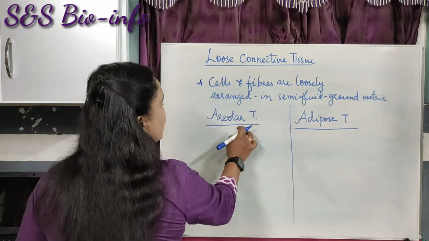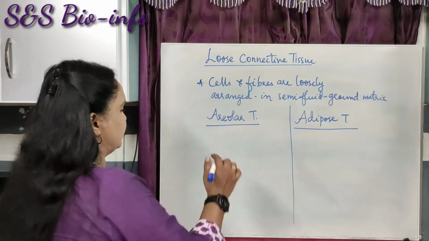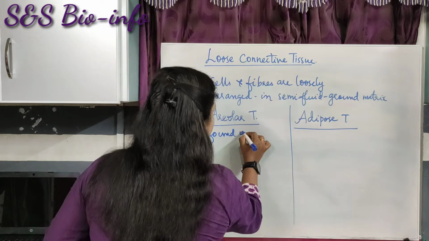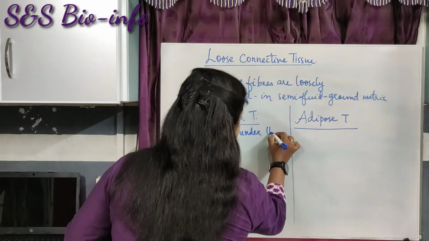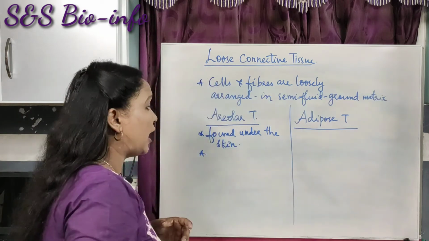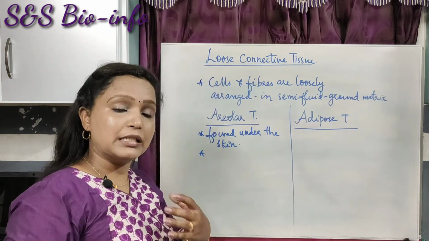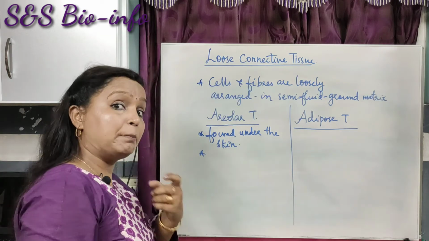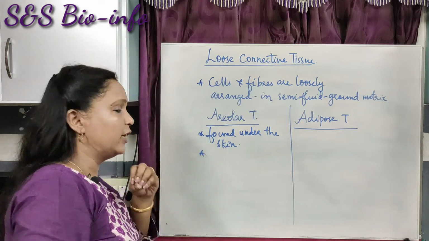The areolar tissue is found under the skin. It fills the gap between the blood vessels and muscles, and also it forms a support framework for the epithelium.